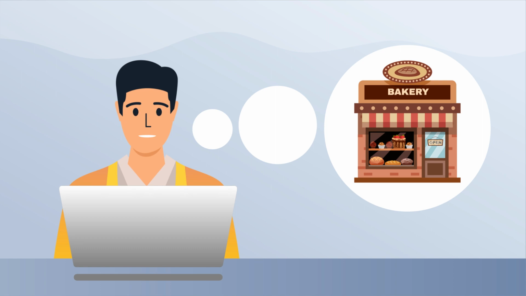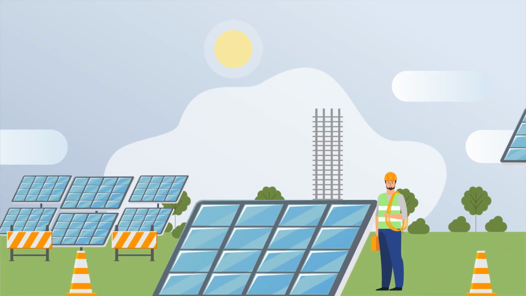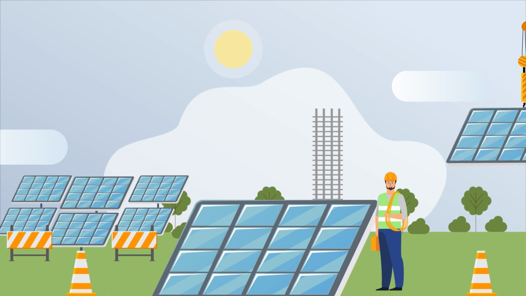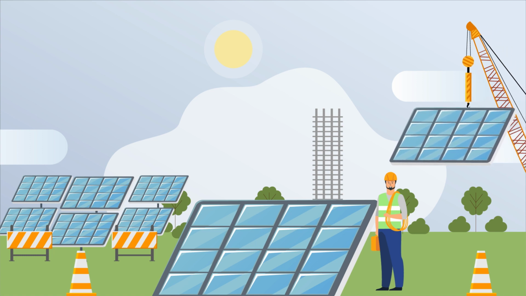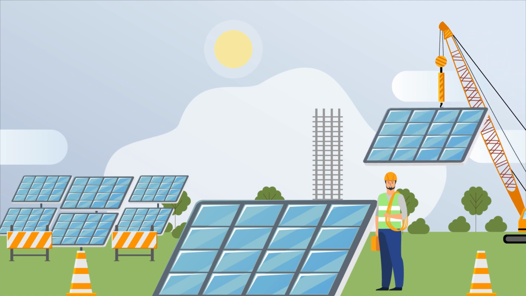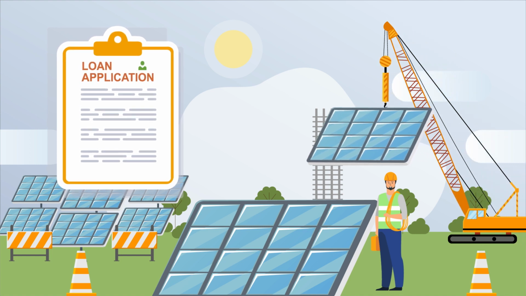In this second example, solar energy company, the project borrower wants to construct a solar power plant with 5 megawatts of installed capacity. The land is already owned by the project sponsor. The borrower applies for a loan provided by the GGF through a local partner financial institution.